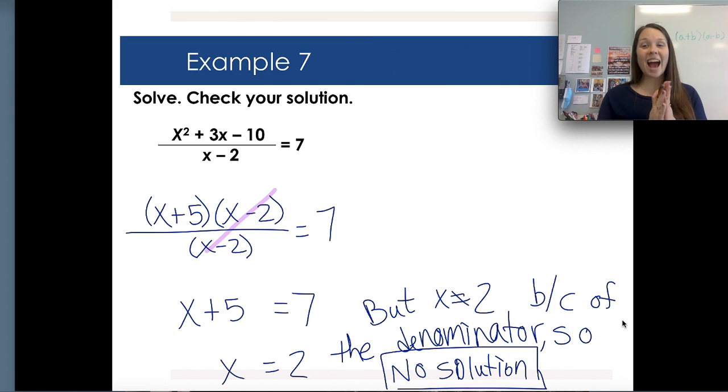All right, now this is the very end of 5.2, multiplying and dividing rational expressions.